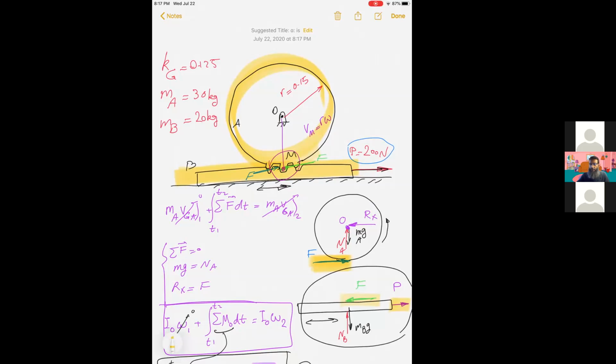Any question? So does the weight of the gear impact the rack? Like, should there be another force going down on the rack from the weight of the gear? Sorry, I couldn't hear you. Should there be another force on the rack from the gear, from the weight of the gear?